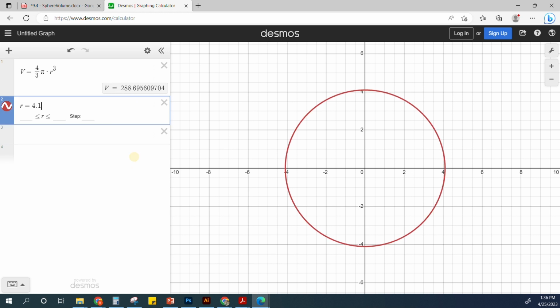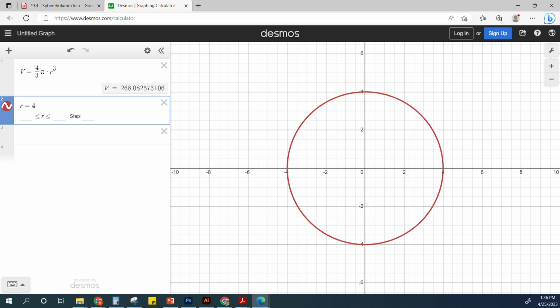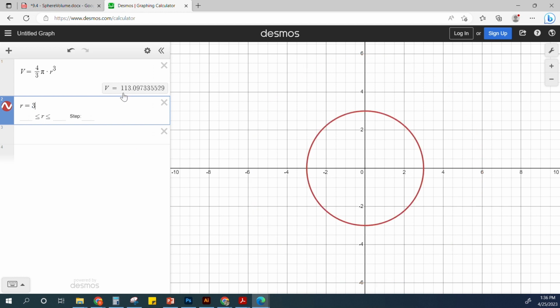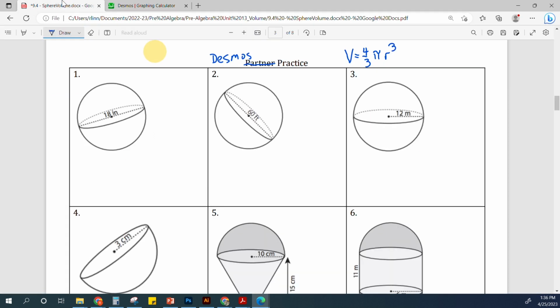So let's say we're going to find the volume of a sphere with a radius of 4. We can just type that in and find our volume is 268. Earlier we found the volume of a sphere with a radius of 6. That was our 904. And our radius of 3 was 113. So we can just change our radius here, and it's going to give us our volume for us.